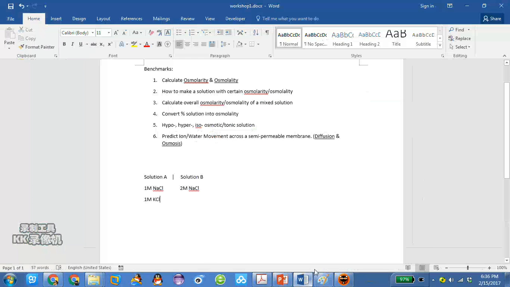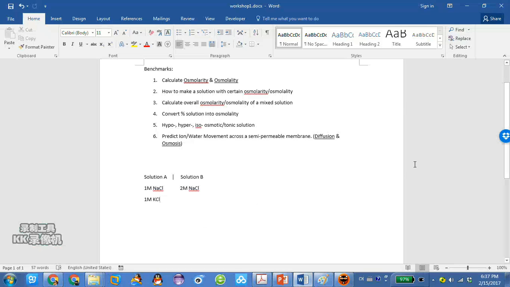Let's go back to the previous example of solution A and solution B. You can see that solution A and solution B are composed of different solutes, but they have the same overall concentration. So we say that between solution A and solution B, there's no net water movement. There will be water movements across the semipermeable membrane, but there's no net water movement.